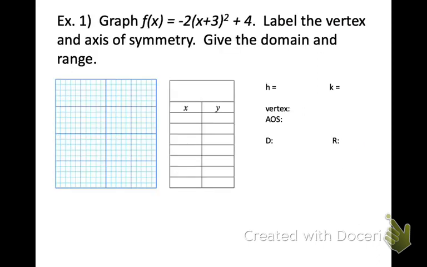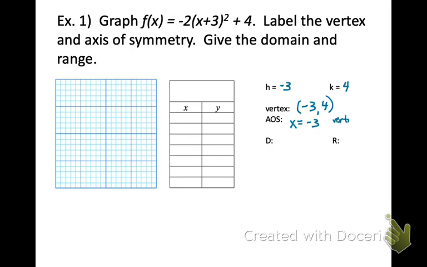So look at example 1. Let's graph this. First, let's anticipate what the transformations will be. So we see our a value is -2, so we're going to have a reflection and a vertical stretch. Our h value is -3, so we're going to be shifting 3 to the left, and our k value is 4, so we're going to be shifting 4 up. Pick out your h and your k value, and then write those in vertex form. So we have the vertex -3, 4.